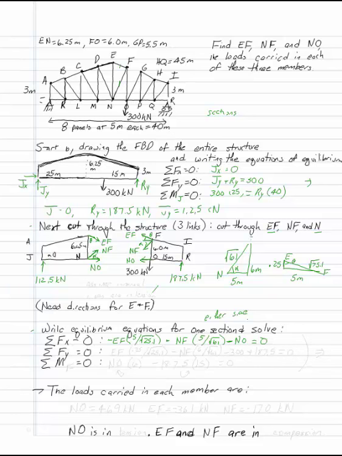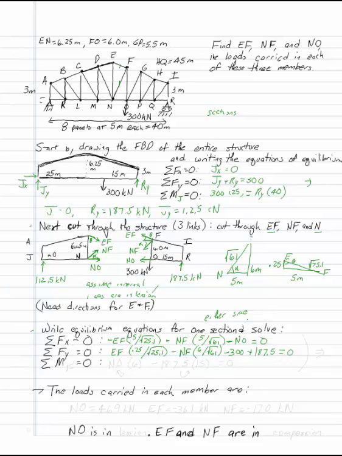That means some of them are going to be opposite signs. That's okay. I've just picked them so that I've assumed every single internal load is in tension. And if I picked one of them wrong, then I'll have a negative sign. I'll figure out which one it is. To sum the forces in Y, I have EF times 0.25 over the square root of 25.1 minus NF 6 over the root 61, minus 300 plus 187.5 equals 0.